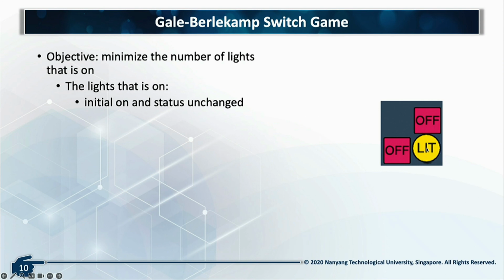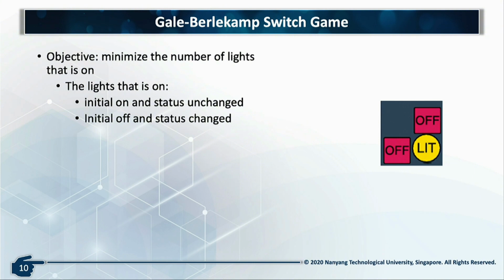And my action does not change the status of the light. Then this light will remain on in the end, right? The second possible scenario is if the initial status of the light in this cell is off, and I take some action by switching some of the rows and columns to change the status of the light. Then it will be on in the end, right? In other words, the final state of the light depends on the initial status of the light as well as your action.